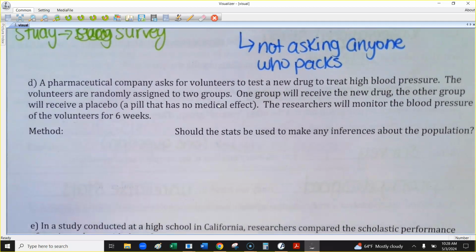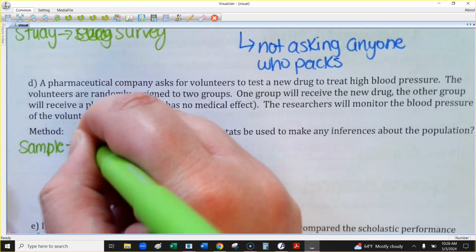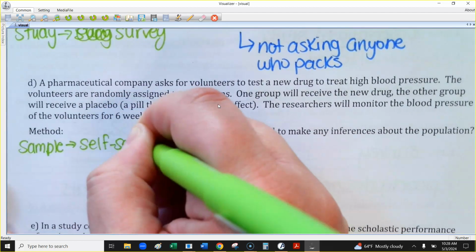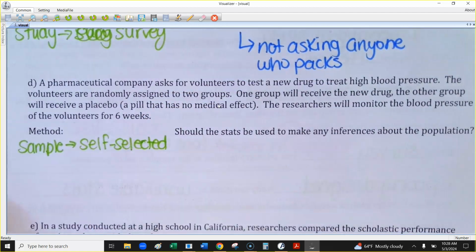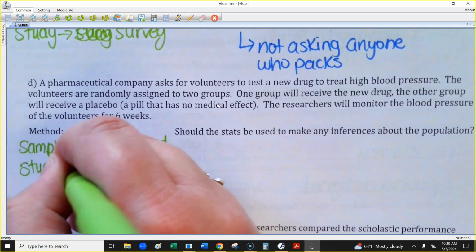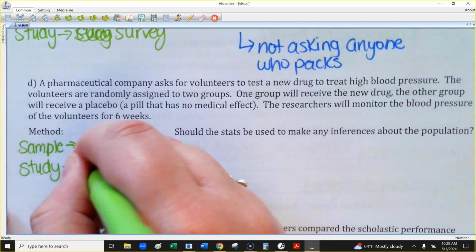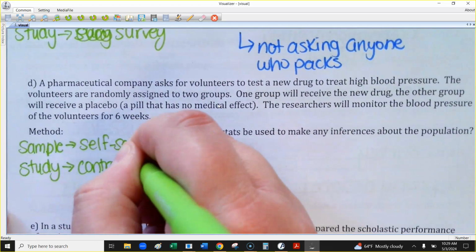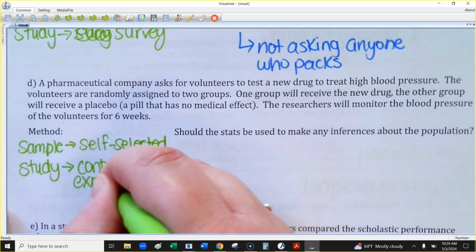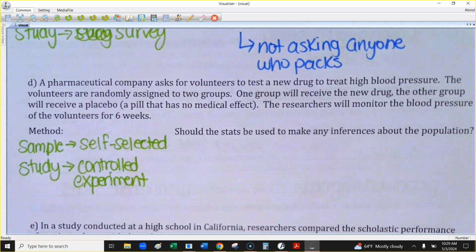Okay, now, in terms of my sample here, these people volunteered, so this is going to be the self-selected in terms of the sample. What kind of study are we doing in this example? Controlled experiment again. All right, because I'm giving treatment to one group, but not the other. Now, do you guys think this is a decent one? Like, would you use the data that they collect here?